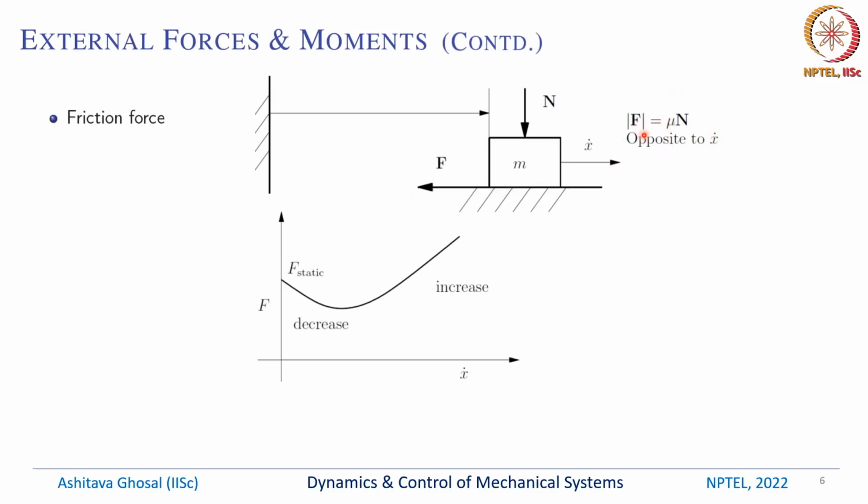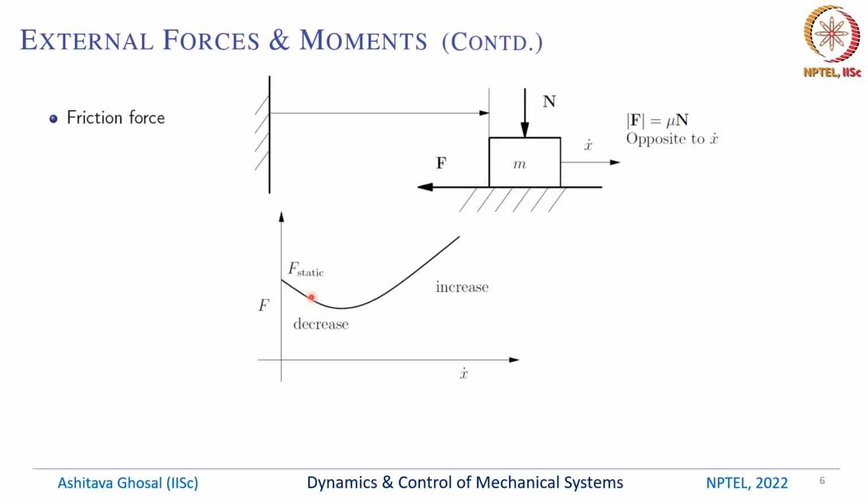The magnitude of this force is mu times N, where mu is a constant, and you must have seen this earlier. There is a relationship between the friction force and the normal force, and this is called the coefficient of friction. Some typical values: how much would mu be? Maybe 0.3. If it is very smooth and slippery, with some oil between the mass and the ground, then mu will be smaller.